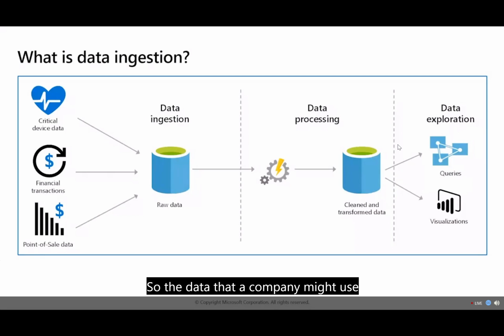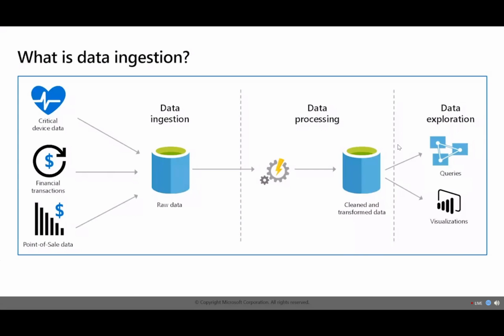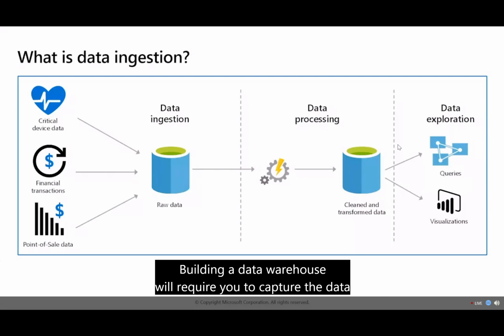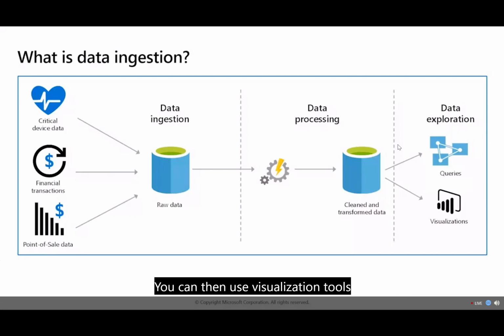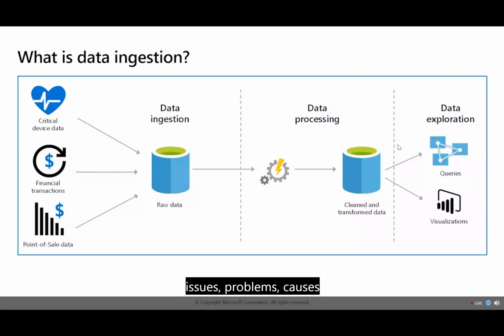So the data that a company might use can come from many sources. Now, in a data analytics solution, you would typically combine all this data from your many sources and construct a data warehouse where you can then use it to ask questions about your business operations. Building a data warehouse will require you to capture the data that you need and transform it into an appropriate format for you to do those kinds of querying and data analytics workloads. You can then use visualization tools to examine the information presented by your data and help identify trends, issues, problems, causes to your organization.